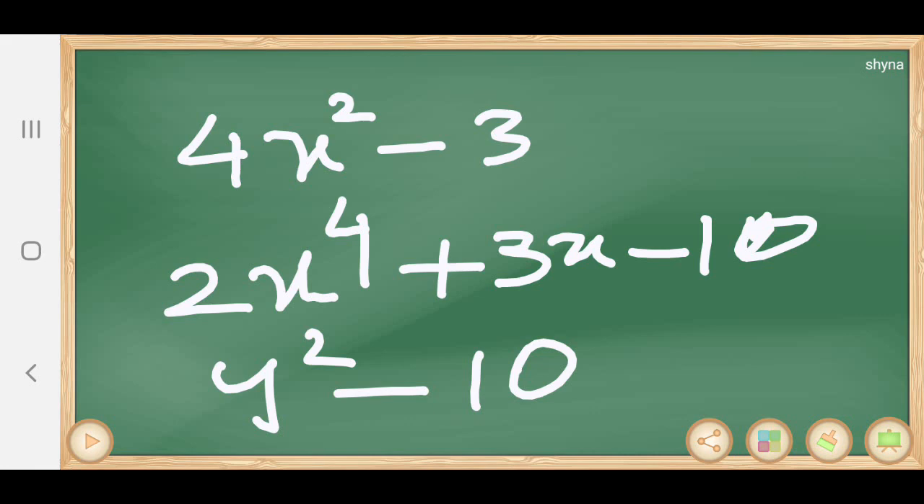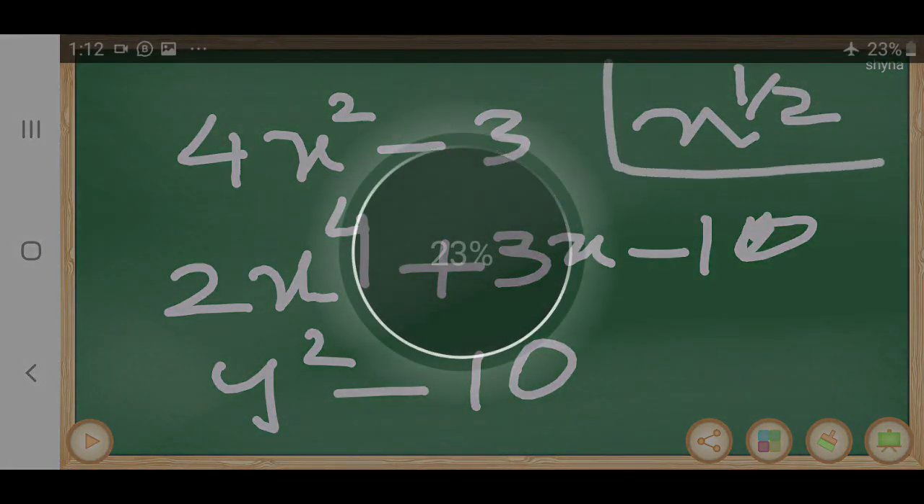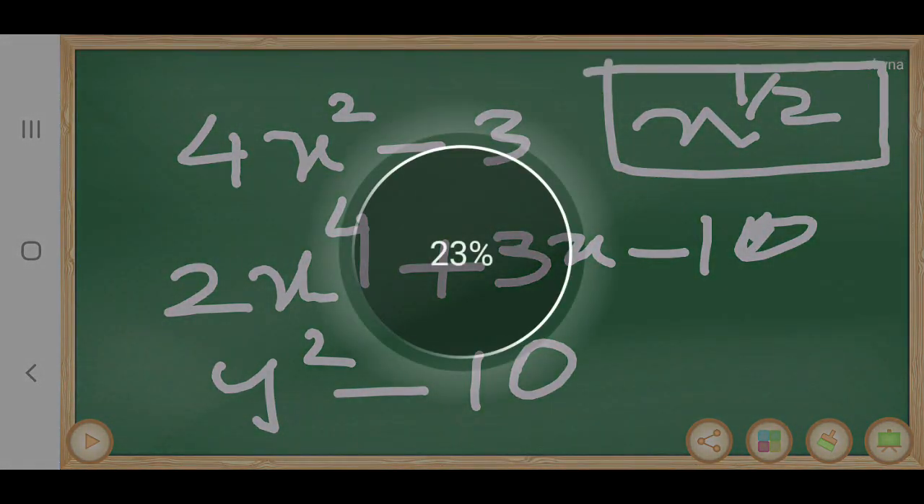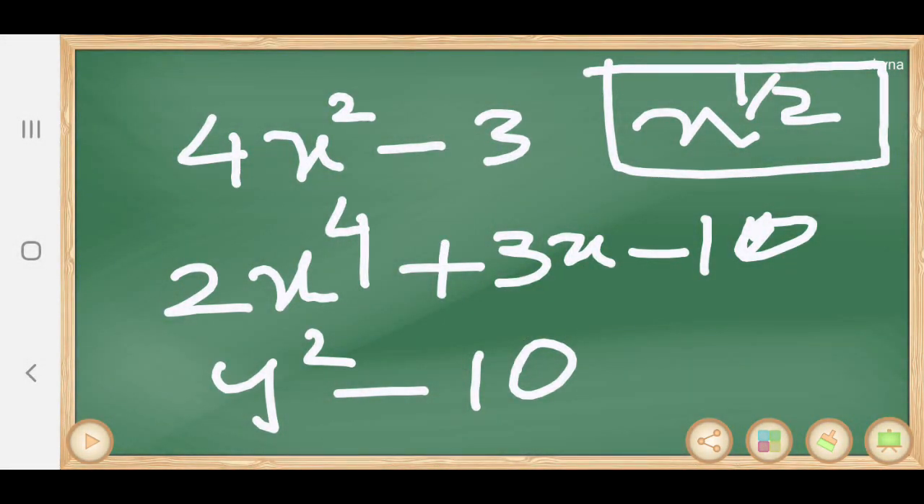Then one more I'm writing: x raised to 1 by 2. Let it be there. These are algebraic expressions. But among these, which of them are polynomials? To identify that, you must know what a polynomial is. Dear children, the first one is a polynomial.